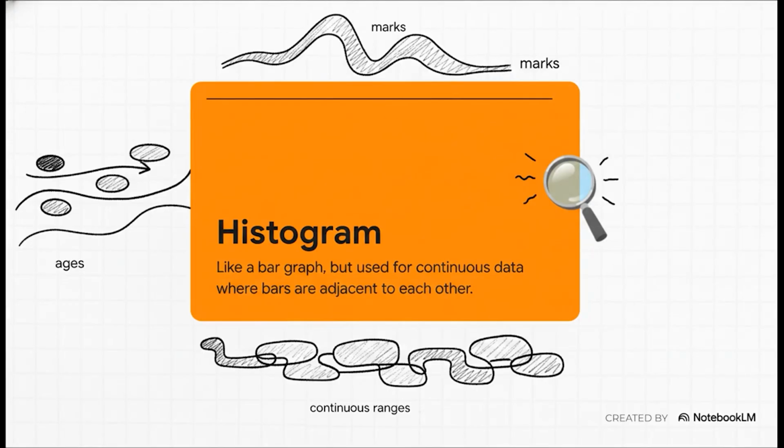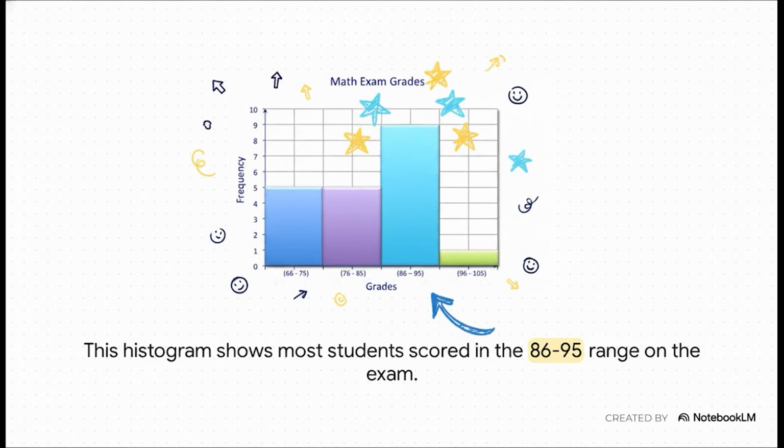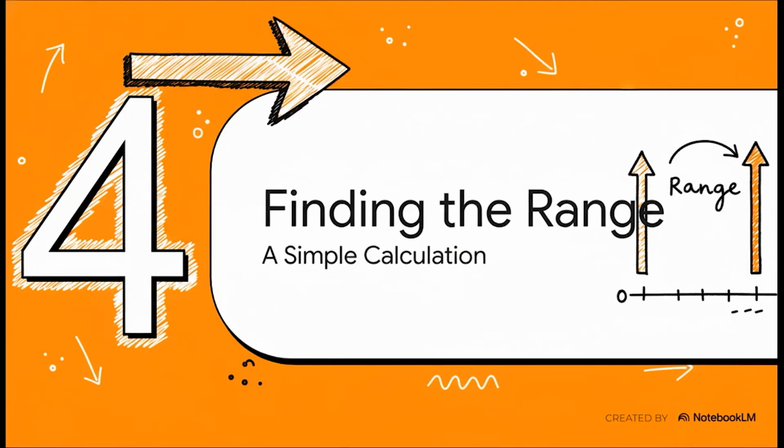Okay, now this one looks a little like a bar graph, but it has a secret power. It's a histogram. See how all the bars are touching each other? There are no gaps. That's the key. We use this when our numbers are in ranges that flow right into each other, like student marks or people's ages. For example, check out this histogram for math grades. We can see exactly how many students scored in this 66 to 75 range, the 76 to 85 range, and so on. The tallest bar tells us that most students scored somewhere between 86 and 95. Pretty useful, huh?